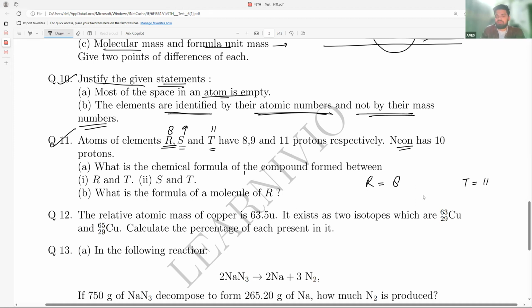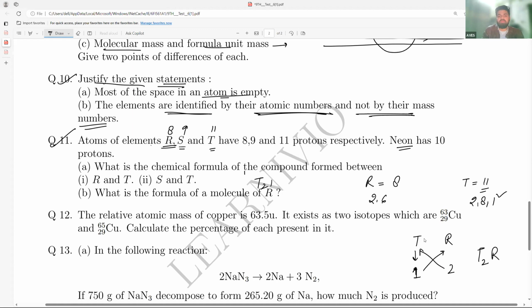So what's the electronic configuration of this one? R will have valency of 2 and T will have 1. So we'll say that R has electronic configuration 2, 6, and T has electronic configuration 2, 8, 1. So T's valency is 1 and R's valency is 2. T is positively charged because it will lose electrons. We'll write T here and R here. T's valency is 1, so write here 1, and that of R is 2, so write here 2. You cross multiply simply, and you will get T2R.